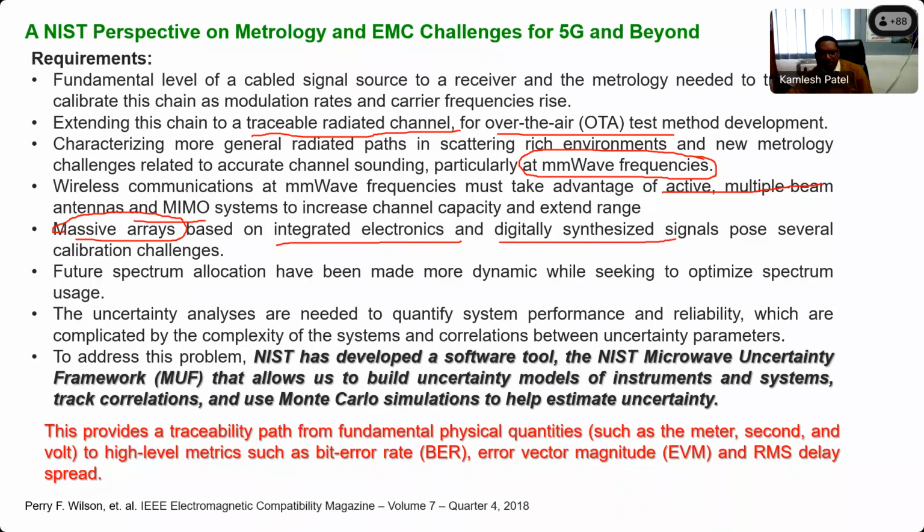Okay, so to address these kinds of uncertainty issues, NIST has also developed a software tool, the NIST Microwave Uncertainty Framework, that allows building uncertainty models of instruments and systems, tracking correlations, and using Monte Carlo simulations to help estimate the uncertainty. They also take care of parameters like bit error rate, EVM, and the RMS delay spread while deciding the metrology for 5G networks.